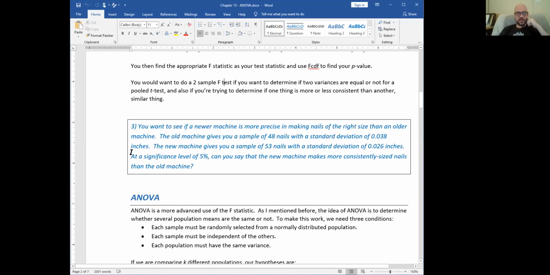So let's look at this example. I want to see if a newer machine is more precise in making nails of the right size than an older one, right? I've got this old machine in my nail factory, which I don't know why I have a nail factory, but I do.